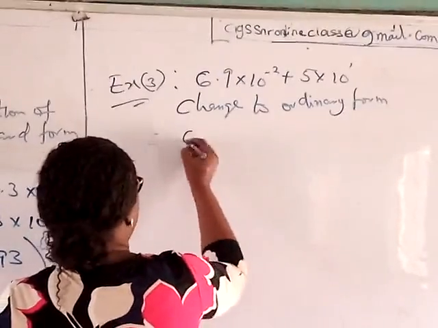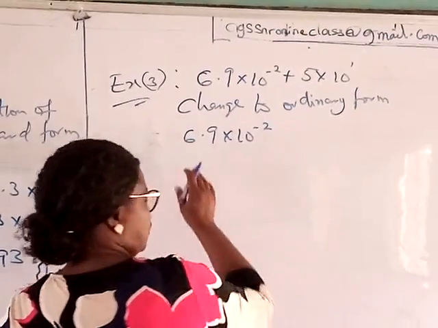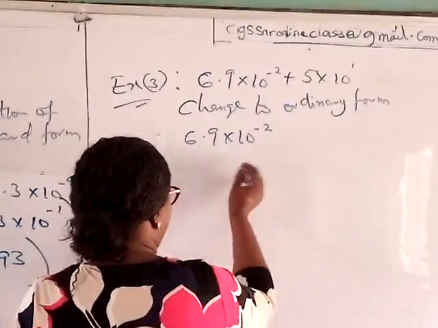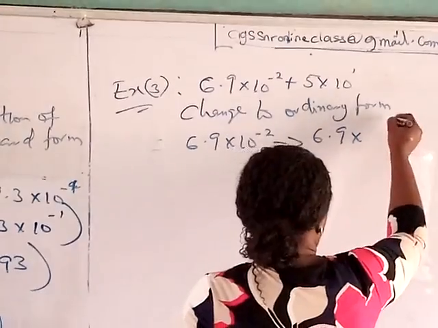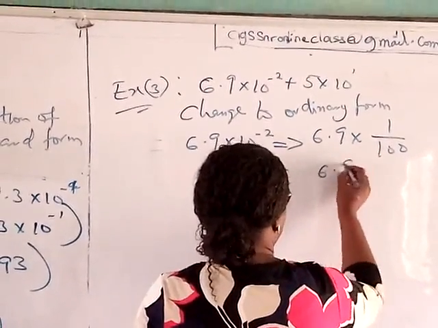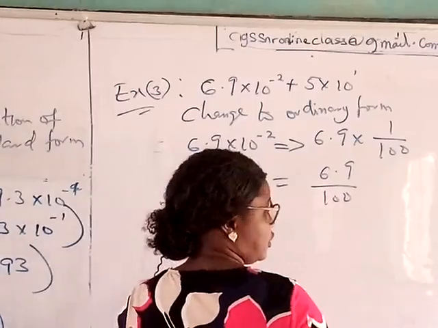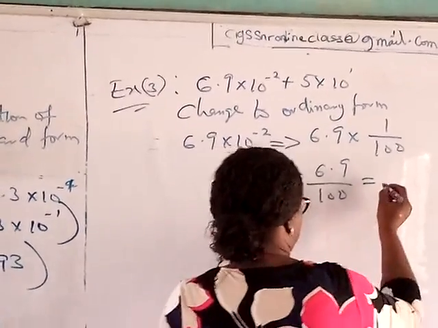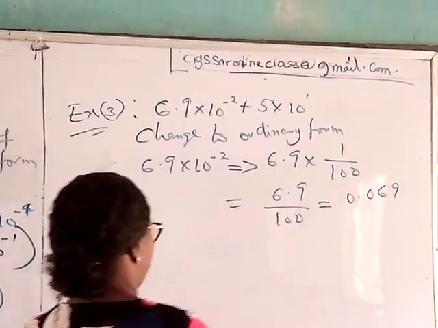So you have 6.9 times 10 raised to the power minus 2. That's the first number there. You want to change it to ordinary form. It will give you 6.9 times 1 over 100. And that eventually gives us 6.9 over 100. Changing it, you move the decimal point 2 times forward. And that gives us 0.069. So that's for the first number.